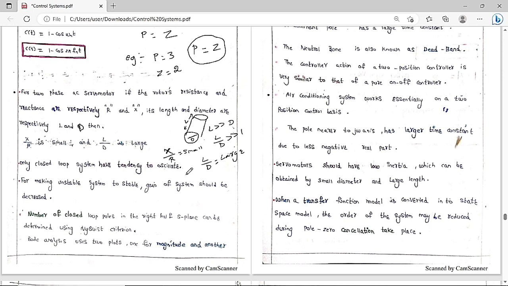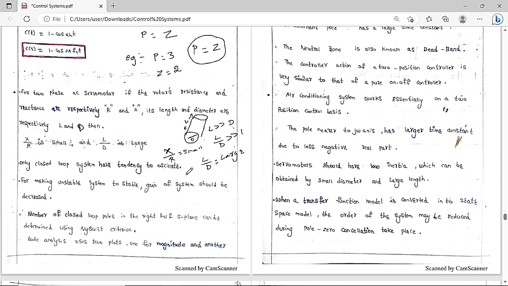So we can say only closed loop systems have the tendency to oscillate, but not the open loop system.